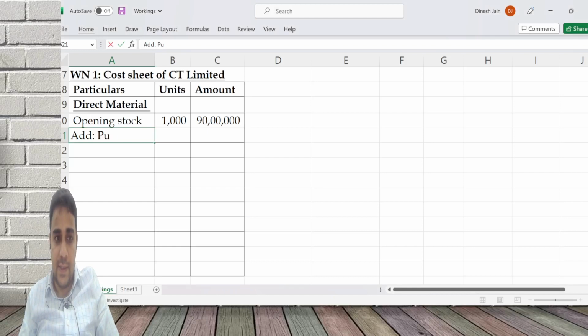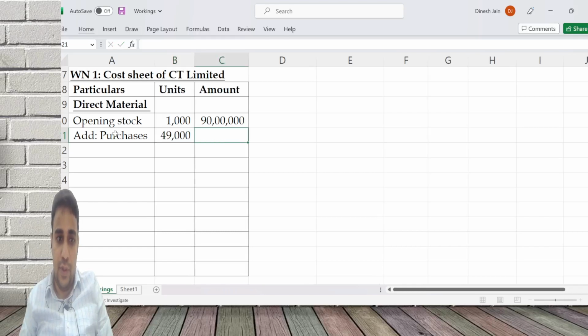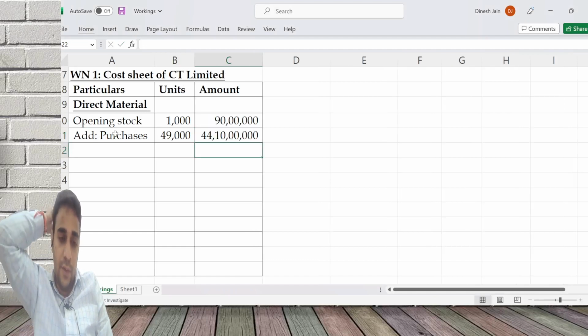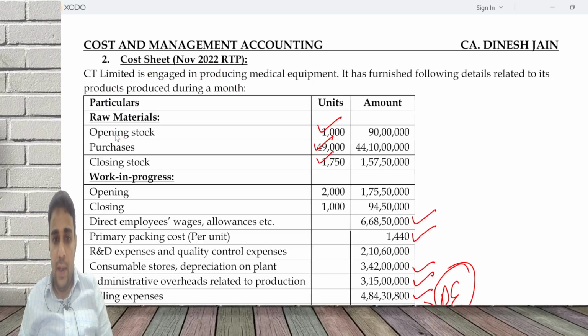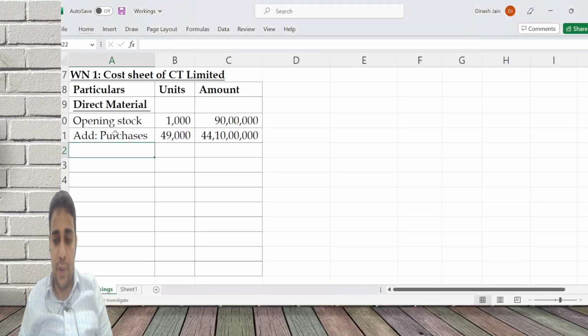Add purchases: 49,000 units, 44 crore 10 lakh.